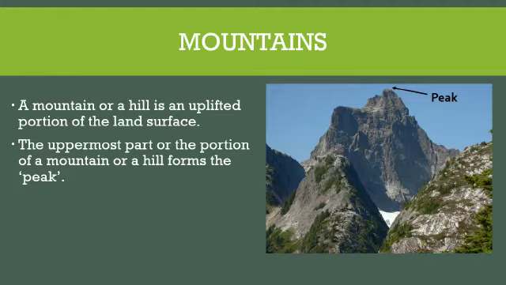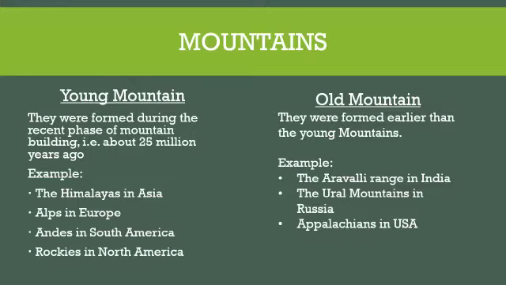These are important features of mountains, and we can divide mountains into two parts: young mountains and old mountains. We can study the difference between young and old mountains. Young mountains were formed during the recent phase of mountain building, that is 25 million years ago. And the old mountains were formed earlier than young mountains.